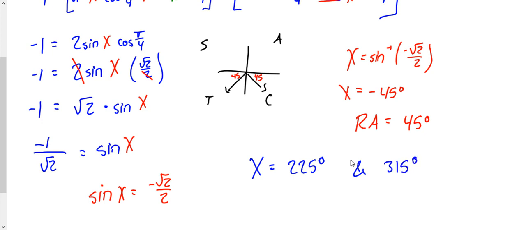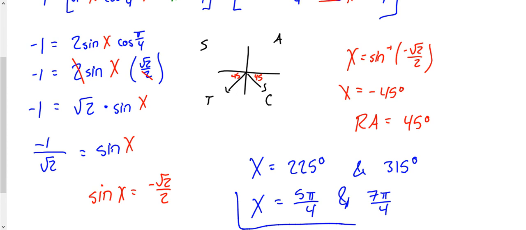And there we go. We did want to have our answer in terms of radians because that's what our domain was, so let's switch both of these over. I can say now x equals 5 pi over 4 and 7 pi over 4. And there we have it. This here is our solution.